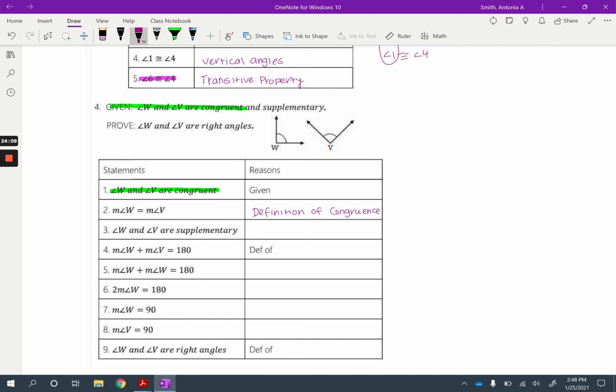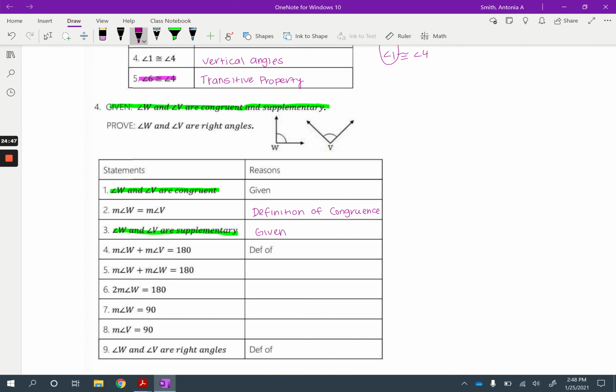Statement 1 says that they are congruent, which means by definition that the measures are equal to each other. That's why we're able to go from statement 1 to statement 2. Okay. So from statement 2, now we're jumping to statement 3. Angle W and angle V are supplementary. That is the other piece of our given information, right? Because in my given information it says that they are congruent and supplementary. So the reason here is that that information is given to me.